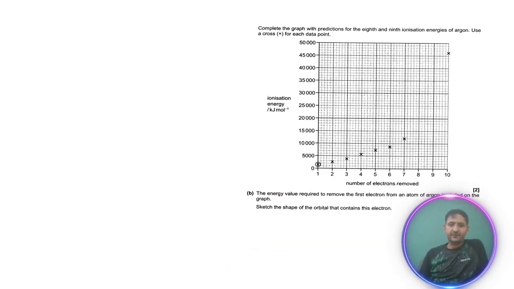Next we have this graph, and the energy required to remove the first electron from an atom of argon is circled here. It is the outermost electron being removed from argon. Sketch the shape of the orbital that contains this electron. Argon is in the p block, so it is the p orbital. Very easy.